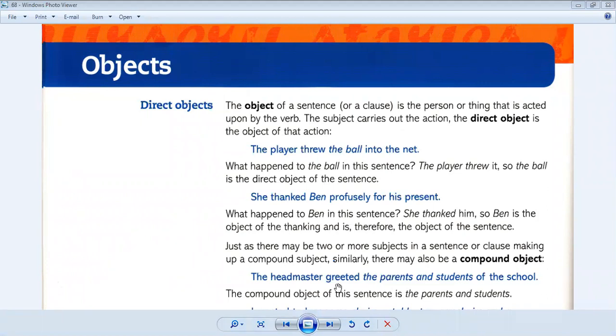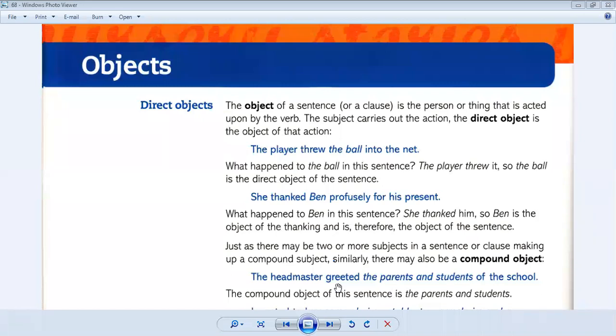Another sample. She thanked Ben profusely for his present. Now, let's divide the sentence. She is what? Yes, subject. Thanked is the verb, the main verb, exactly.